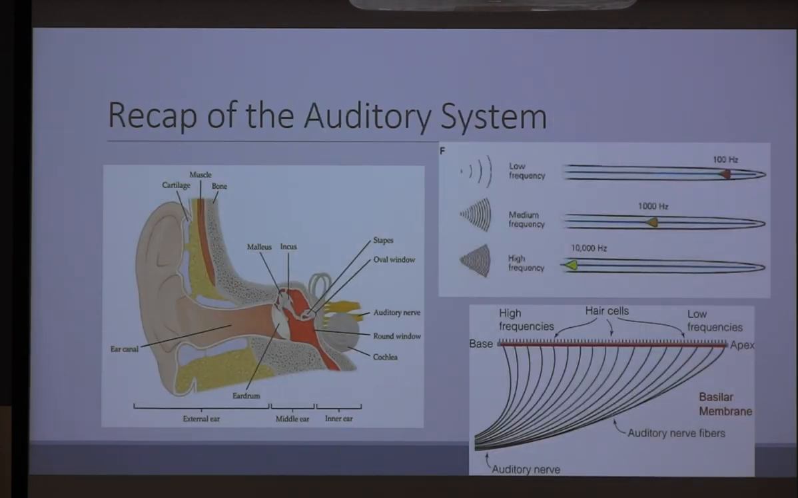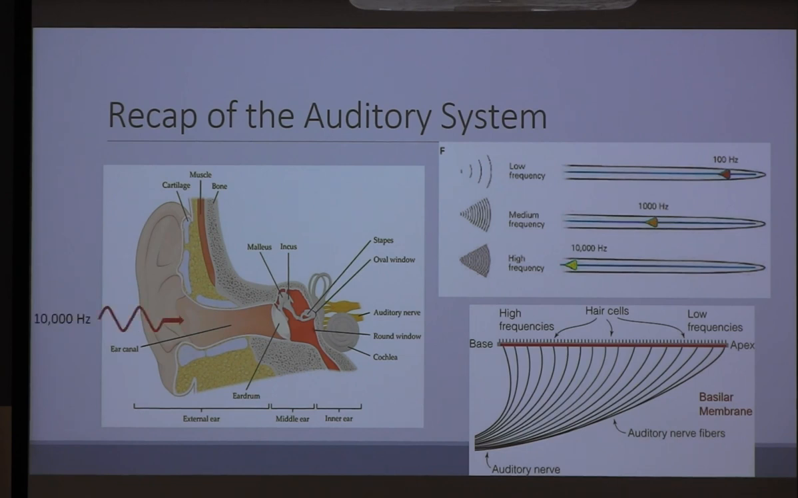So to recap, the auditory system from a physics lens: sound comes in and causes vibrations that are passed through the middle ear and into the cochlea, creating pressure waves in the fluid of the cochlea, which cause resonance at a certain point along the basilar membrane. If the sound is a low frequency, it'll cause resonance at a point further along the basilar membrane, which will trigger hair cells in this region to send electrical signals to the brain.